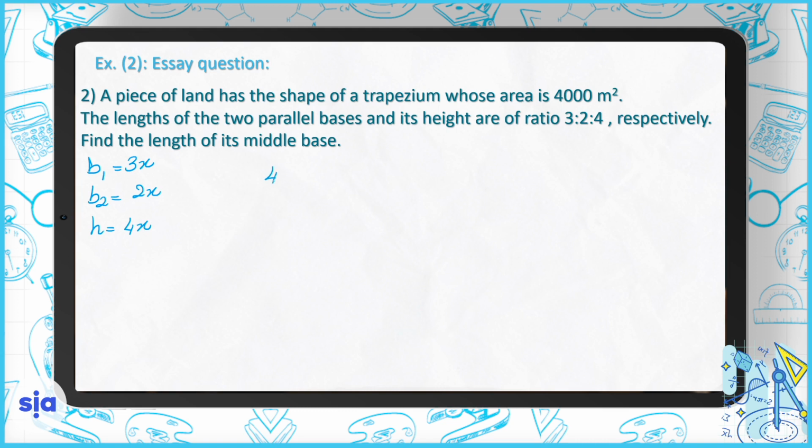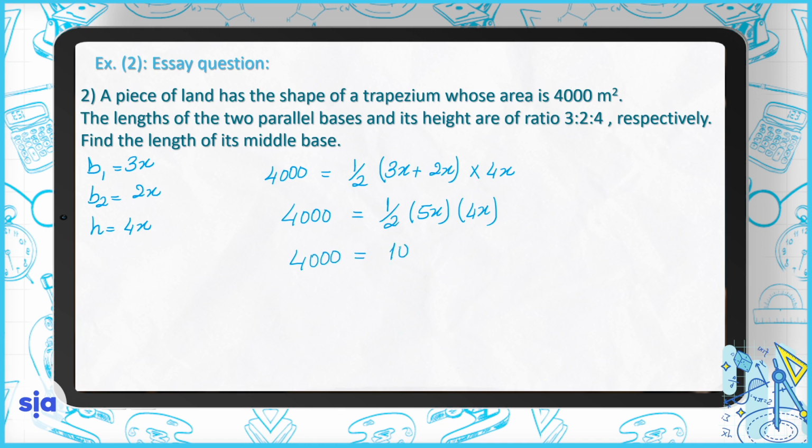So the area, which is the 4,000, equals half base 1 plus base 2 multiplied by the height, which is 4x. So the 4,000 equals half times 5x times 4x. So 4,000 is equal to 10x squared. So x squared is 400. Then the value of x is 20.